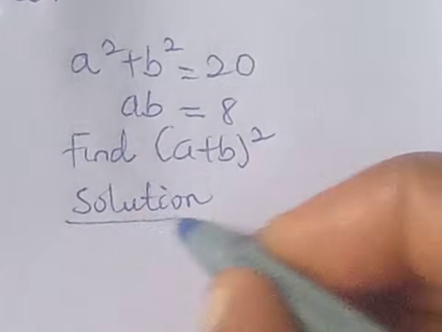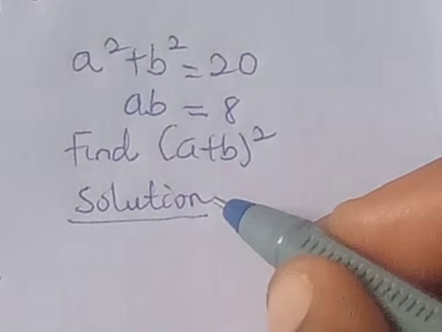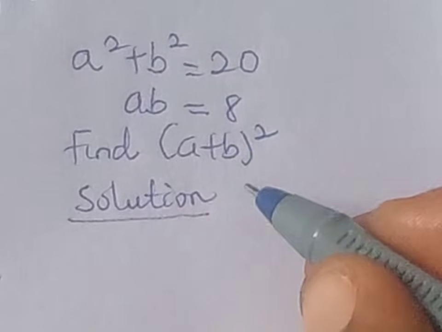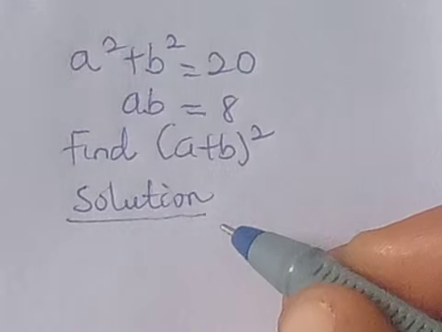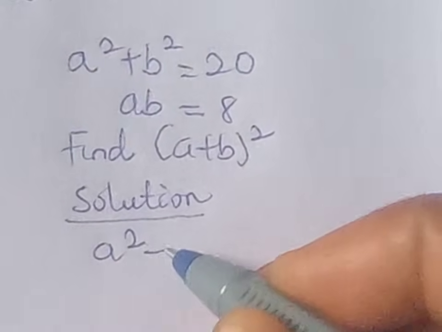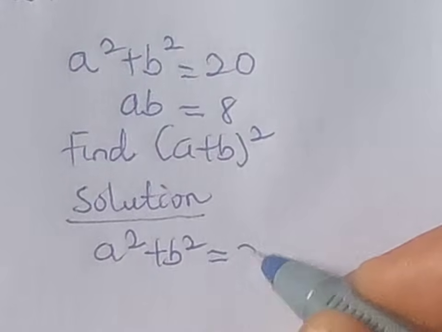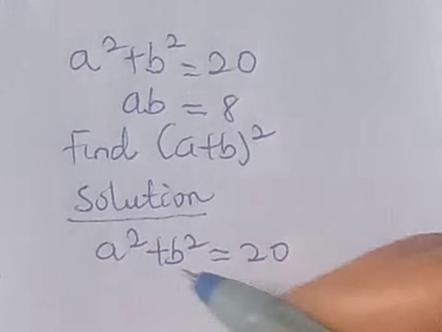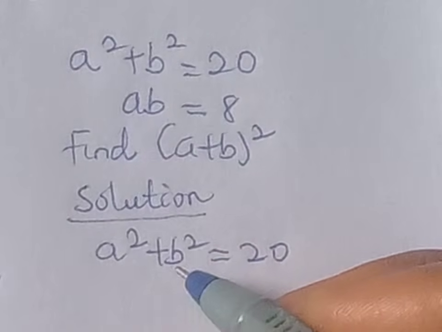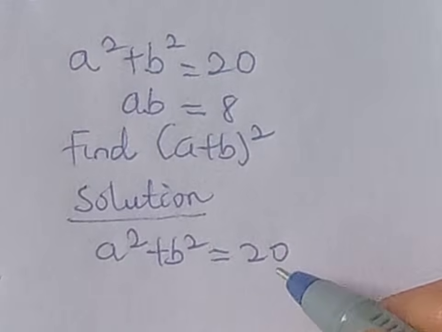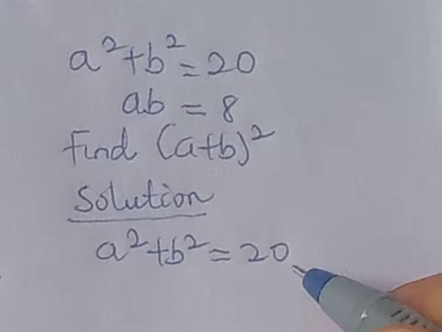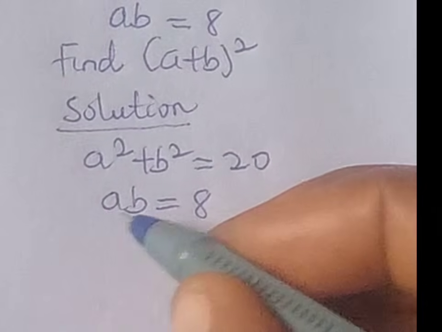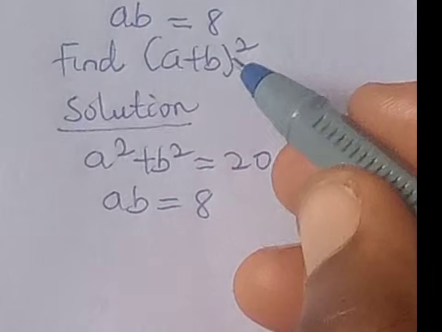Our solution. The first thing is, let's understand what this question is about. We're given two pieces of information. The first one is a square plus b square, which is equal to 20. This tells us that when we square a and square b, then we add the results together, we will get 20. The second piece of information is ab equals 8, meaning a times b equals 8.